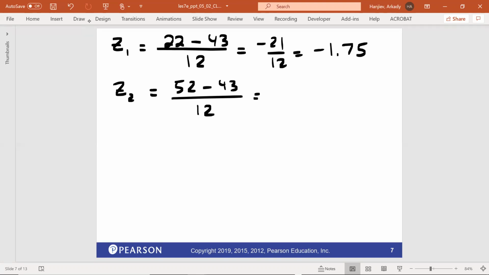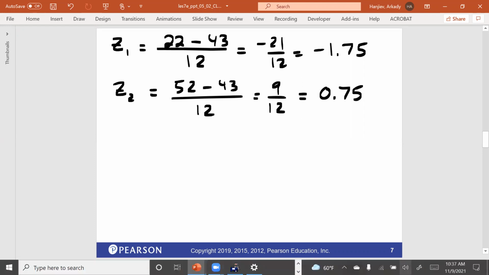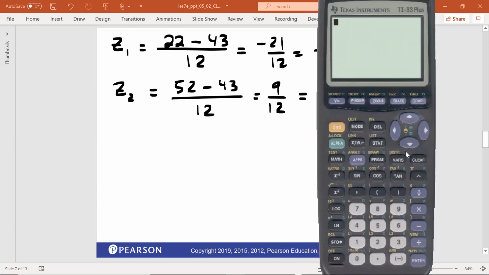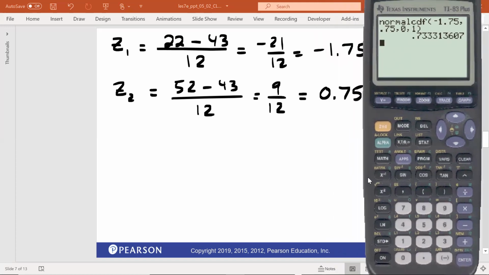Is that 9? 9 over 12? Uh-huh. And it corresponds to what z-score? 0.75. Okay, that's cool. I got that. And then we go to calculator. At that point, I know both z-scores. Normal distribution, number 2. Now we are between a negative 1.75 and a 0.75, with mean 0 and standard deviation 1, because we're in the standard distribution. All right, talk to me. Is that what you guys got here?